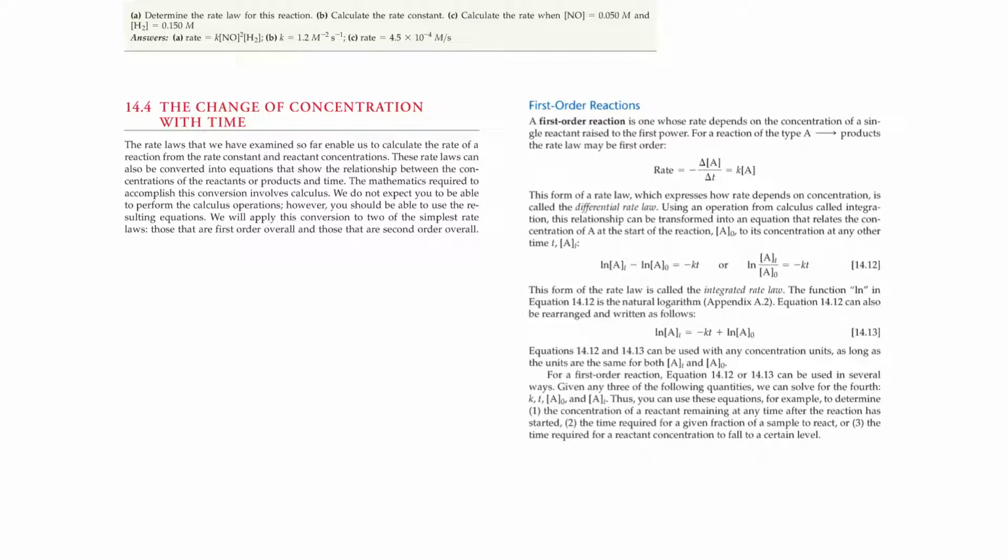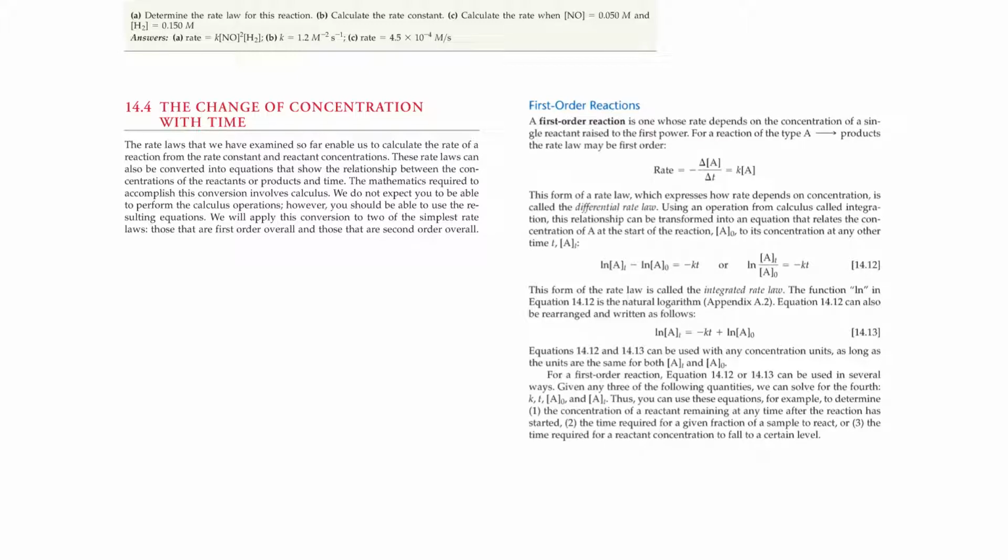First order reactions. A first order reaction is one whose rate depends on the concentration of a single reactant raised to the first power. For a reaction of the type A yields products, the rate law may be first order. Rate equals negative, since it's going away, delta concentration of A over delta time, equals k times the concentration of A. This form of the rate law, which expresses how the rate depends upon concentration, is called the differential rate law.